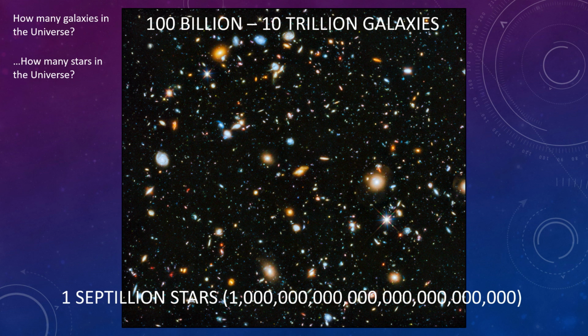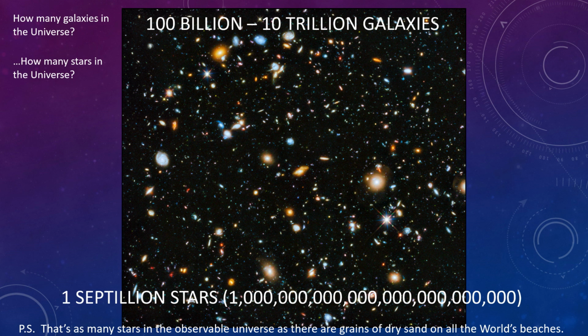But now, say you count every grain of sand on the beach that you're on. You probably couldn't do that in a lifetime, right? Well, to compare how many stars there are in the universe to grains of sand, you would have to count every single grain of sand on every single beach in the entire world. That's roughly how many stars there are in the observable universe. There are as many stars in the universe as there are grains of sand on all of the world's beaches. So that puts things into a bit of an earthly perspective for you.